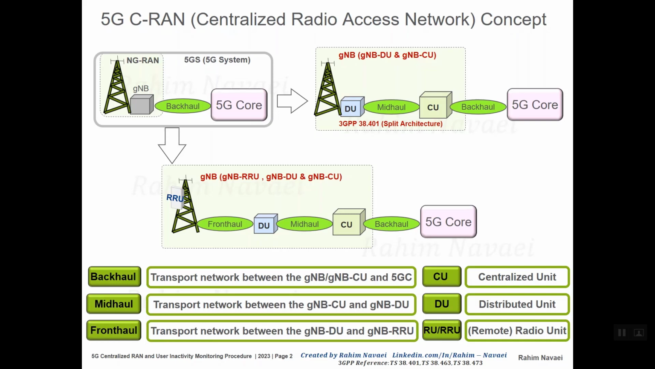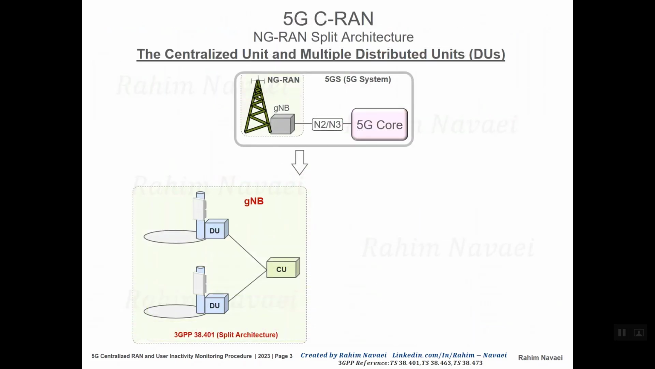In this video, I'm going to focus on the 3GPP specification, I mean splitting the gNB into the gNB-CU and the gNB-DU. For the centralized RAN, we have a physical separation of the centralized unit and the distributed units. In this example, we have the centralized unit that manages and controls two distributed units.